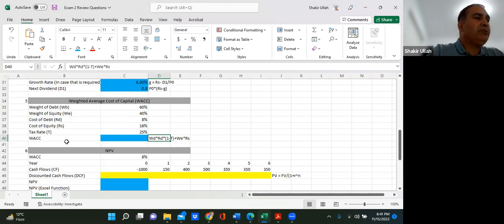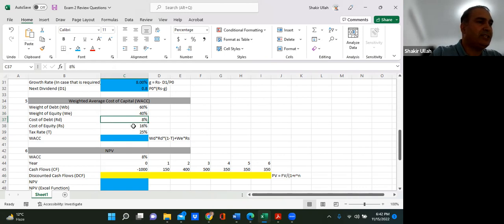Now, we know that for the WACC, we have this formula. Let's see if we have all the information given to us. So weight of debt is required, and we have that, 60%. Weight of equity is given, that is required in the formula. Cost of debt is required, and we know that, that is given. And cost of equity is also given. And tax rate is also given. So all the values are given. So that means we're good to go. Just plug the values in the formula, and you will get the WACC.